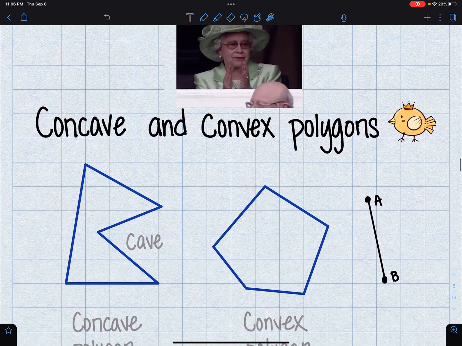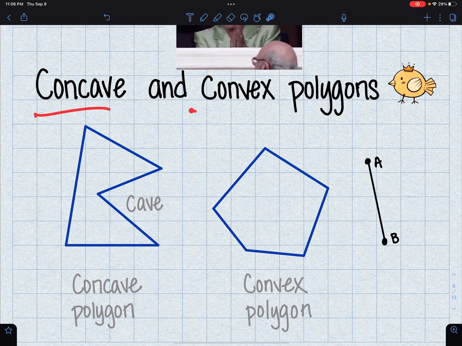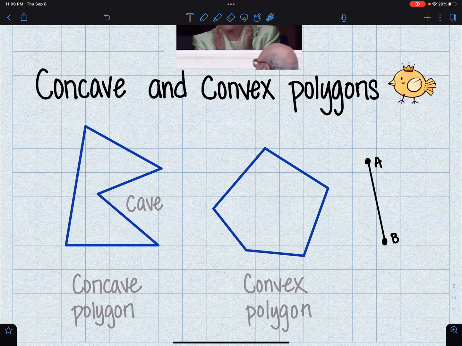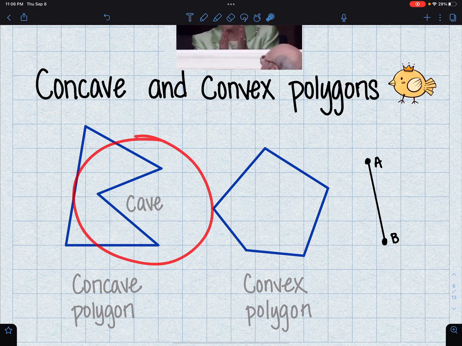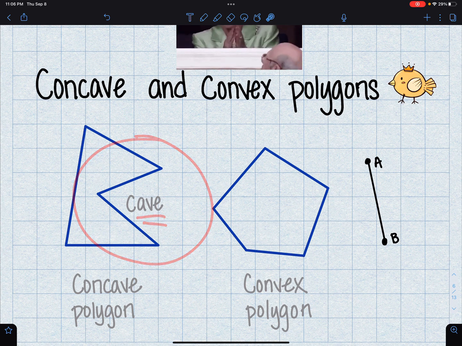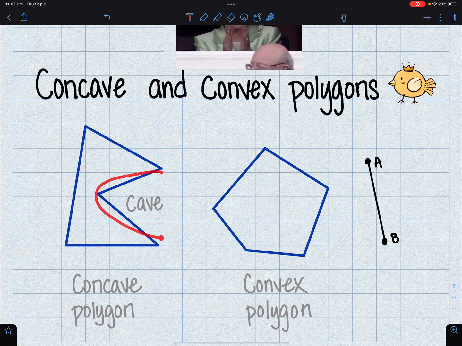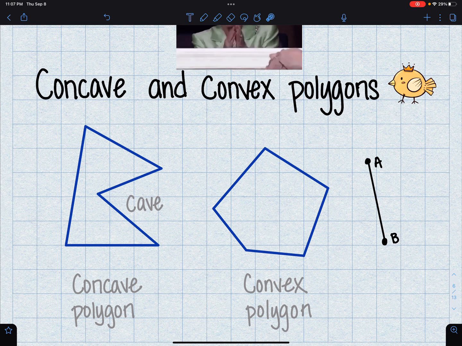All right, let's talk about concave and convex polygons. If a polygon has an indentation like this part, then that's like a cave. It looks kind of like a cave to me if it were a big rock. And this is called a concave polygon. So any polygon that has sort of an indentation. If it doesn't have an indentation, then it's called a convex polygon, like that, convex.